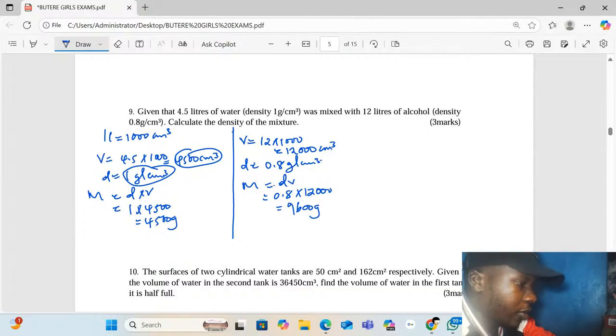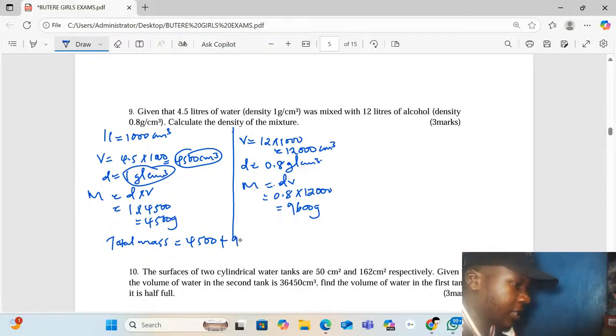So that is now the mass of alcohol. Now, we have to look for the total mass of the mixture. So the total mass is going to be 4,500 plus 9,600, which becomes 14,100 grams. Then we look for the total volume.